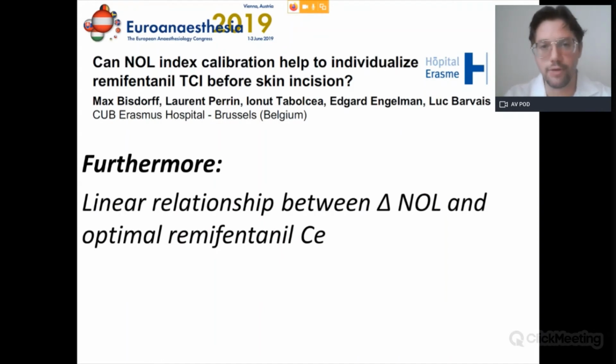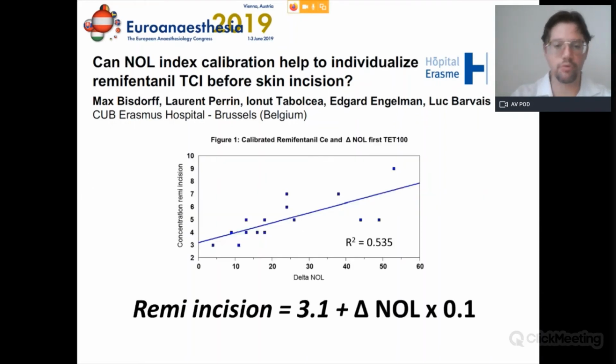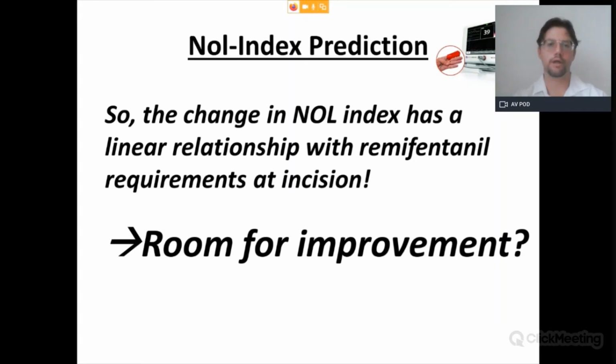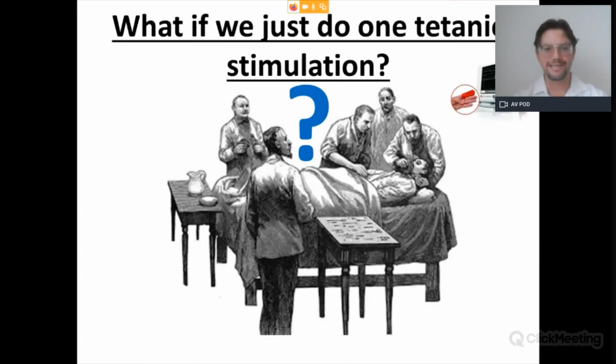Furthermore, and this is very interesting, they found a linear relationship between the change in NOL index and the optimal remifentanil effect site concentration. As you can see, not only did they derive a formula, but the stronger the change in NOL index, the higher the remifentanil you need for incision. So, the change in NOL index has a linear relationship with remifentanil requirements at incision, right? Is there room for improvement? Well, of course, there's always room for improvement.